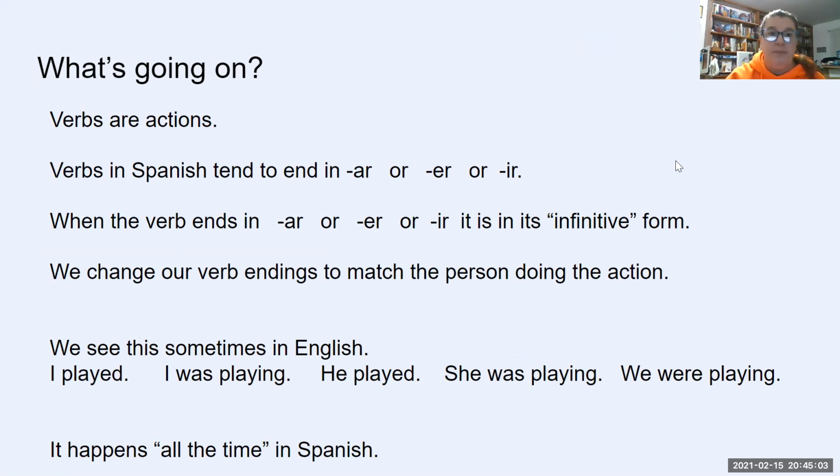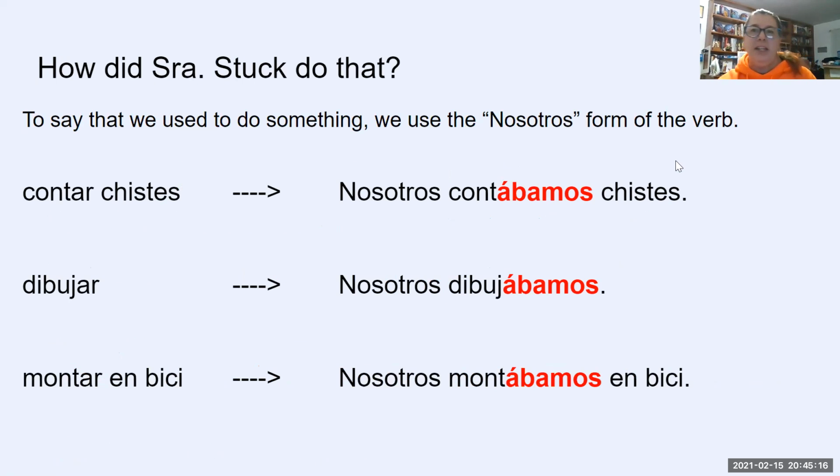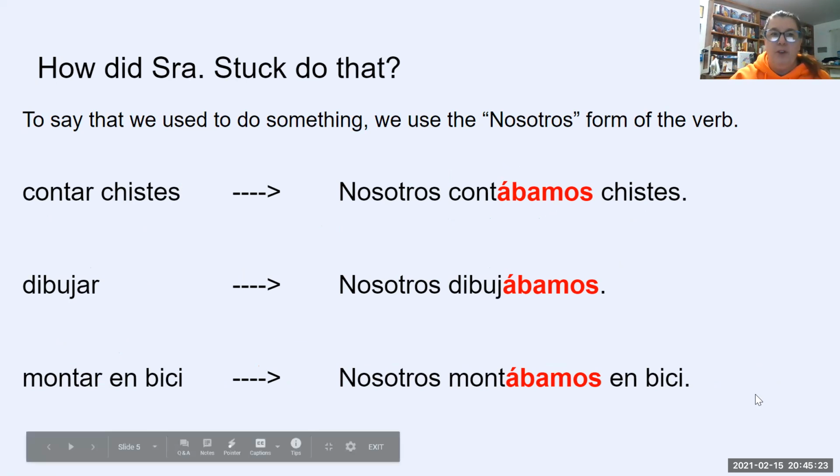So we're going to change our verbs. We see this in English: I played, I was playing, he played, she was playing, we were playing. Look at the played and the playing and the was and the were. This is all the time in Spanish. So how did I do that? That's no magic trick. To say that we used to do something, we use the nosotros form of the verb.